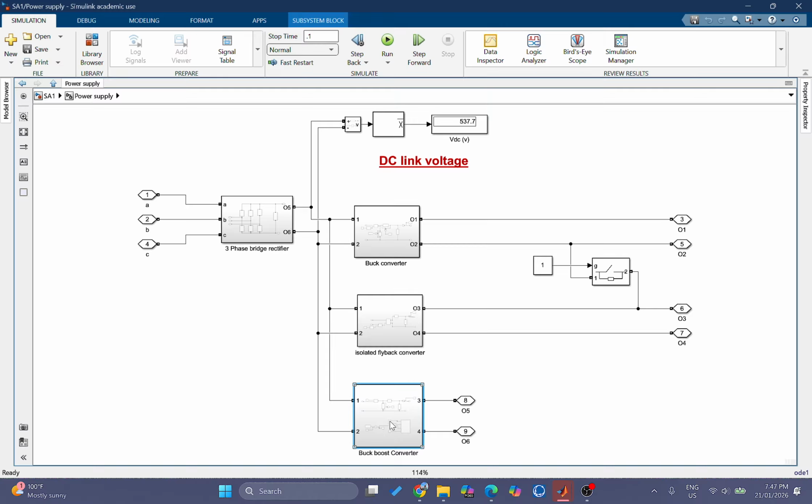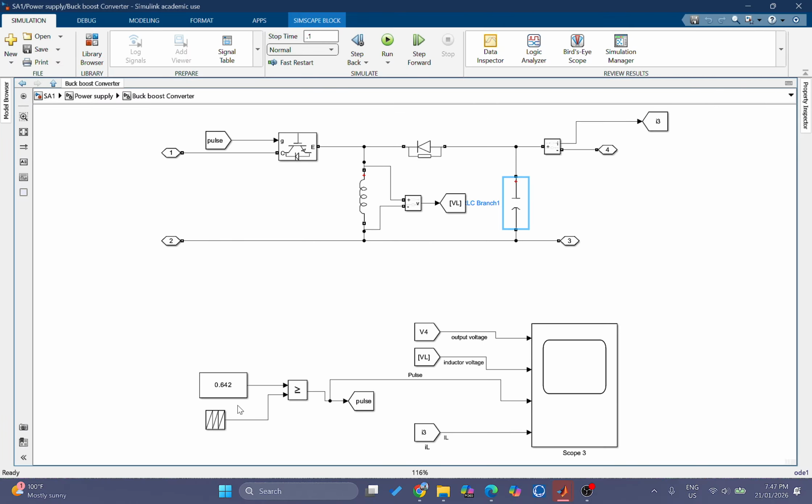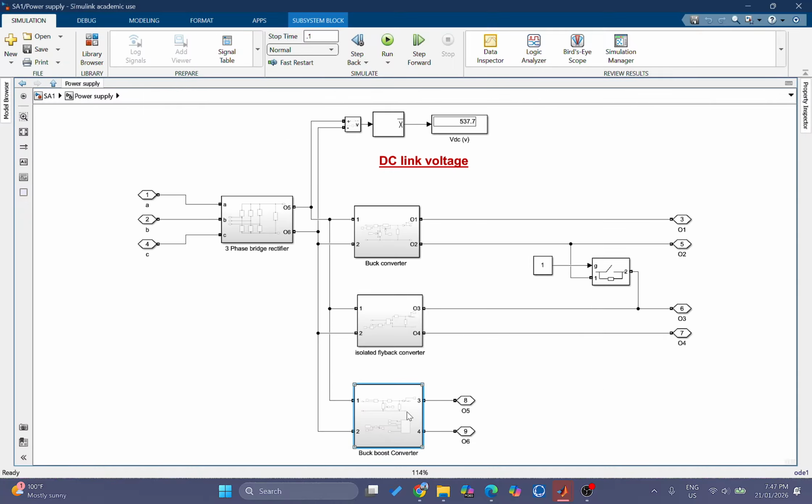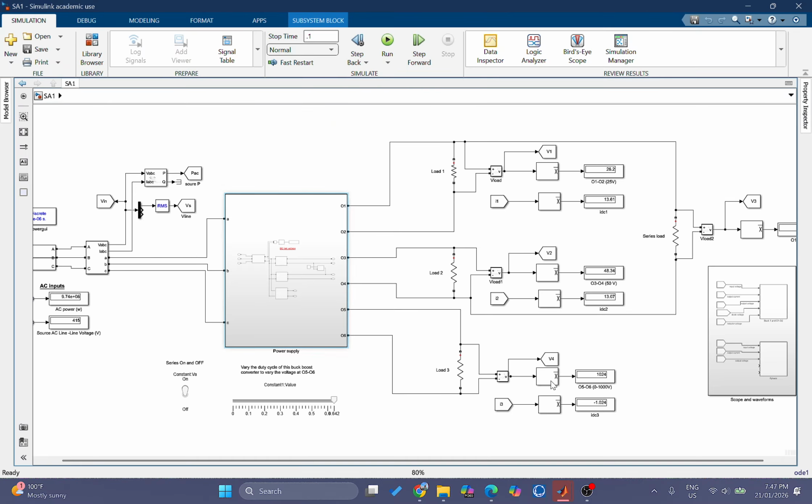I'm using a repeating sequence and a relational operator to compare the duty cycle and the repeating sequence, or triangular waveform, and it will produce the pulse. This pulse is provided to the gate of our IGBT, and it controls the switching of the IGBT. Finally, controlling the voltage at the output.